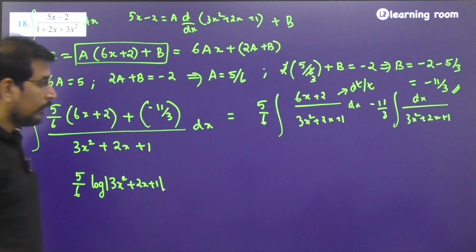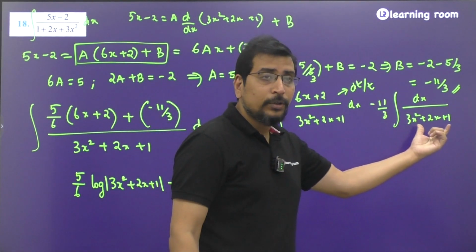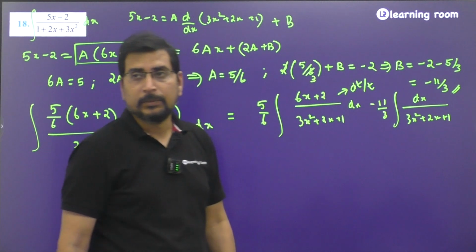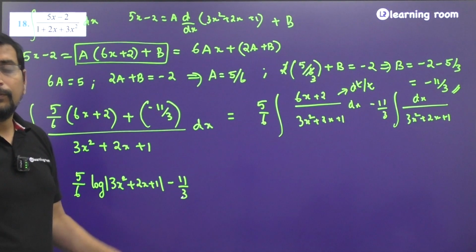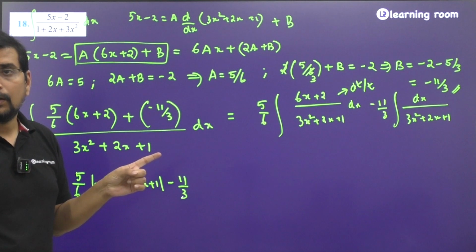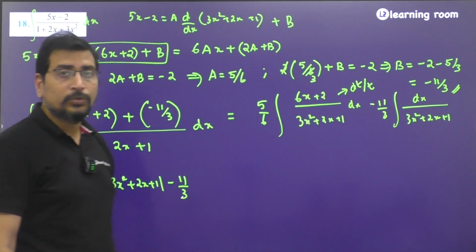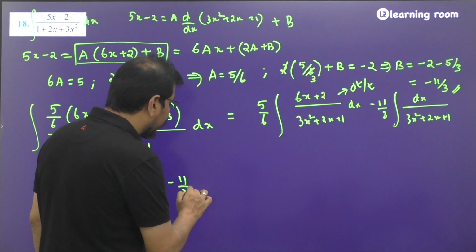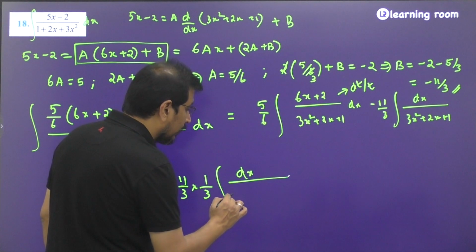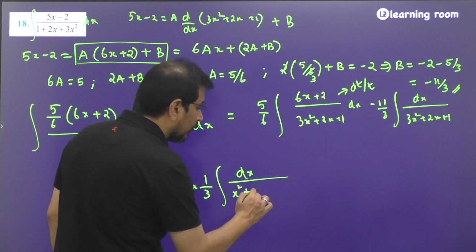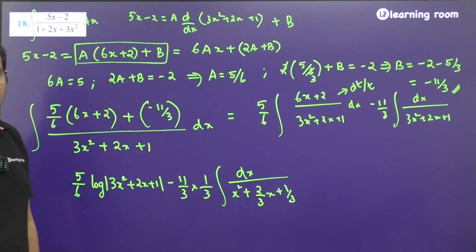Minus 11 by 3 into, here we need to solve this using the completing the square method. So for completing the square method, what is the first thing I need to do? Make the coefficient of x square should be 1. So I need to take the 3 outside. So when I take the 3 outside, I'll have 1 by 3 into integral of dx divided by x square plus 2 by 3 times x plus 1 by 3.